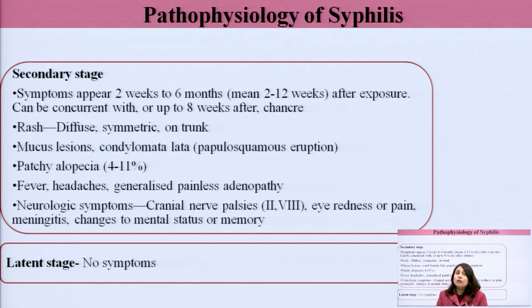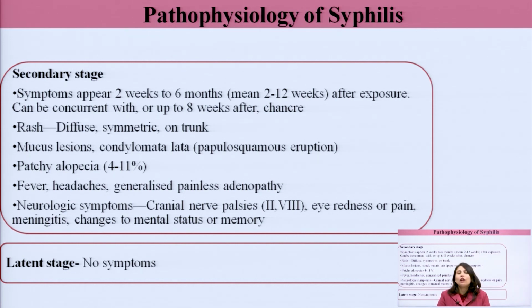It is stated that in syphilis, cranial nerve 2, which is the optic nerve, and cranial nerve 8, which is the vestibulocochlear nerve, are basically affected. So when the optic nerve and vestibulocochlear nerve are affected, it results in impairment of vision, impairment of hearing, and impairment of balance, with dizziness, vertigo, eye redness or pain. It may result in meningitis if it gains access to the meninges or the subarachnoid space. There are also changes to mental status or memory.